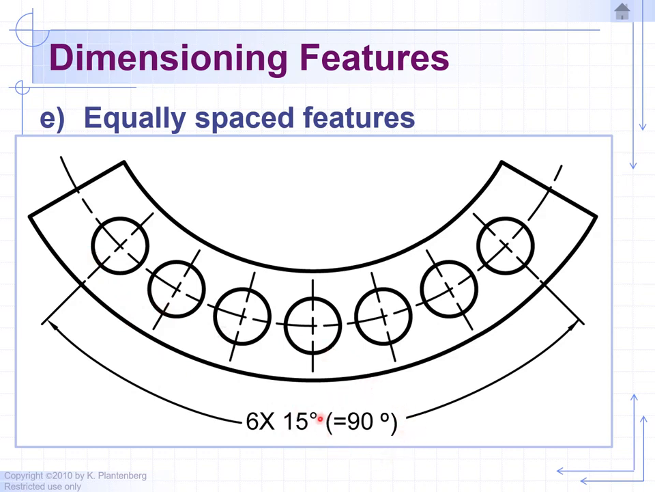The overall spacing of the pattern is 90 degrees. 6 times 15 is 90. So the angle from this center line to this center line, the overall is 90 degrees. But notice it's in parentheses. It's telling the machinist or the inspector, do not measure this. It's just reference only. We do not need to inspect to this. This is just so you know for a sanity check that this is 90 degrees.